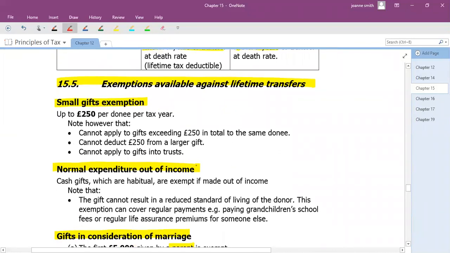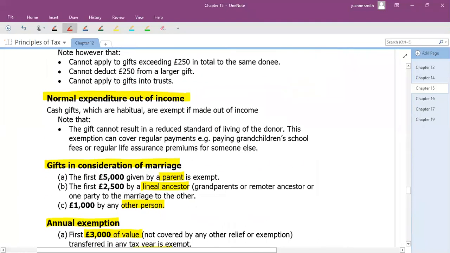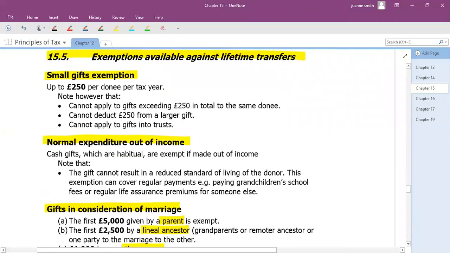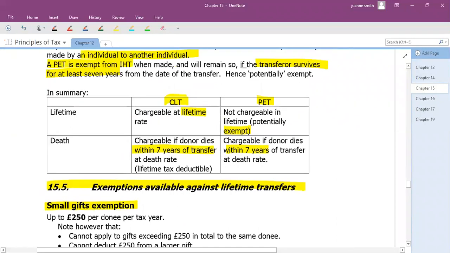So this could be a multi-choice question. You know, they might give you a number of transfers and say which of the following would be potentially exempt transfer, i.e. which of these might you have to pay tax on. So the one might be the gift of £250, one might be a gift for a marriage, one might be, you know, below the annual exemption. So those are the sort of things you might get in a multi-choice.